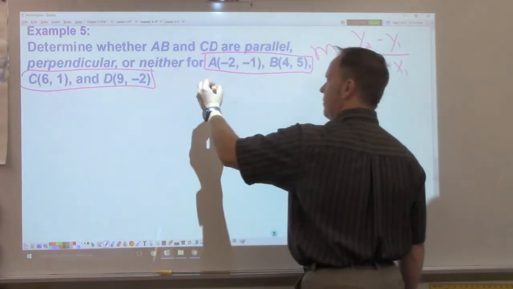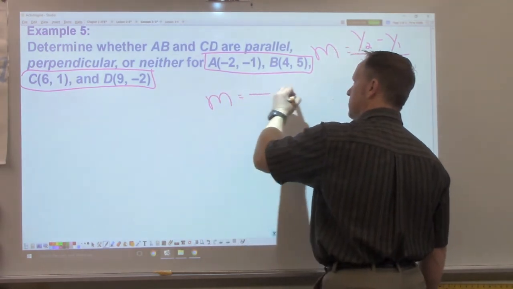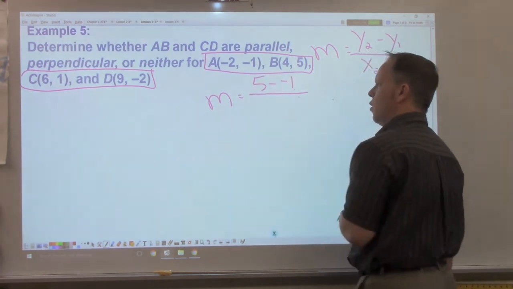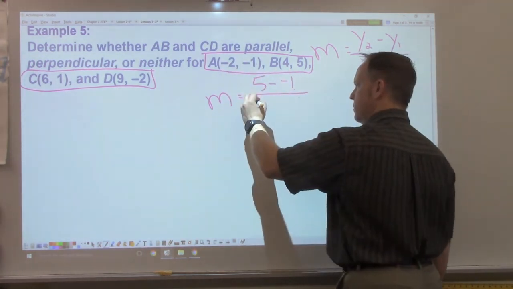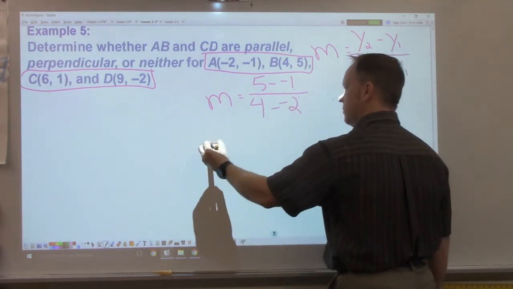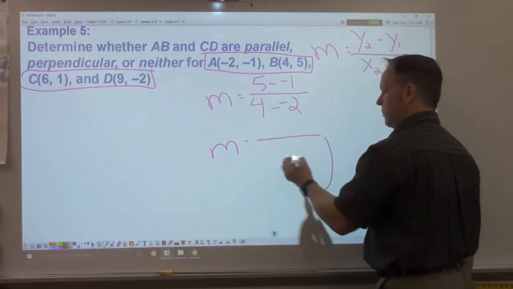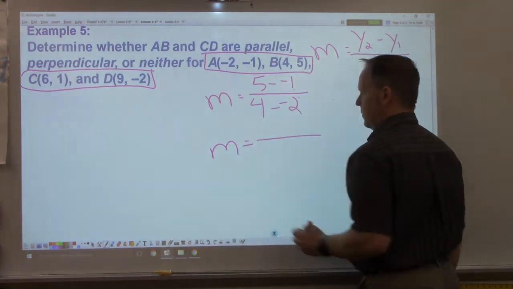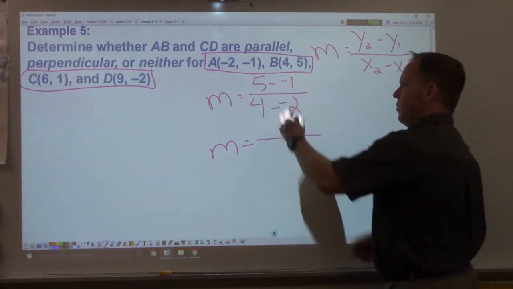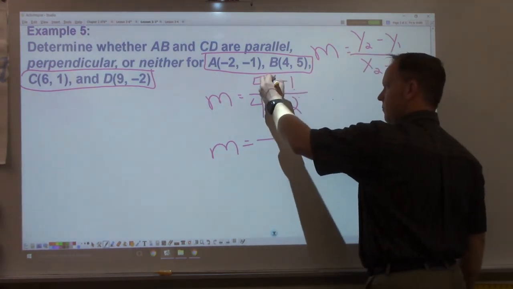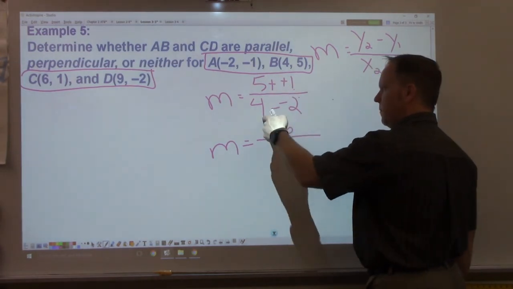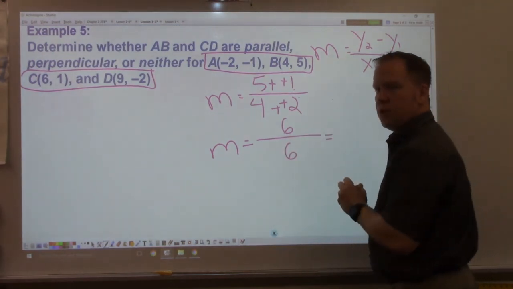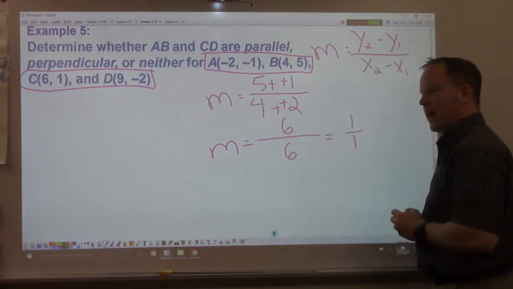Let's find the slope of AB first. 5 minus -1 over 4 minus -2. Solve or simplify. 5 minus -1 is 6. 4 minus -2 is 6. Oh, what does that reduce to? Again, I'm going to leave it as a ratio.